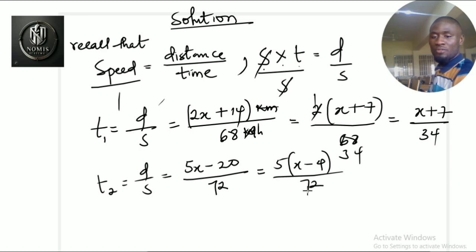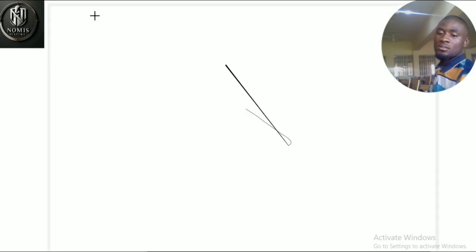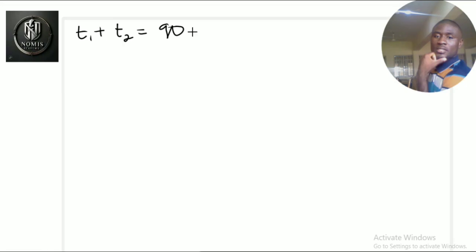Or if we choose to divide it, we are going to have decimal points. But to leave it like that makes it simple for us. Now we have T1 and T2. But the question says that this plus this will give us the 90 minutes, the total time for the journey. So let us add this time with this time to give us 90 and find the value of x. So we go down to say 90 minutes.